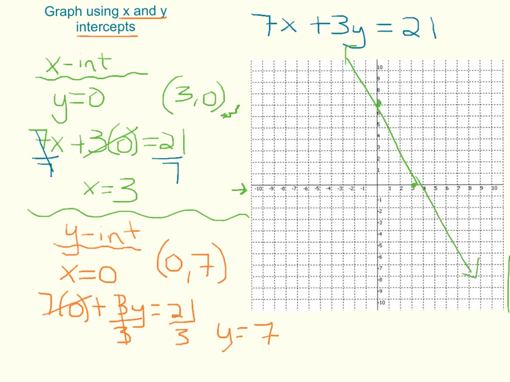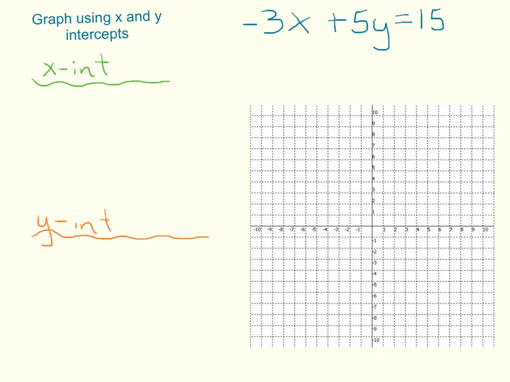So there we have graphed this linear equation by just finding two important points, the x-intercept and the y-intercept. Let's follow the same steps for this next example. So, to find the x-intercept, we have to remember that that is when y equals 0. And to find the y-intercept, you have to remember that is when x equals 0.